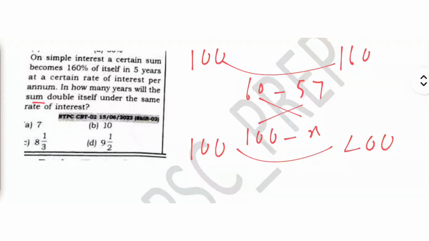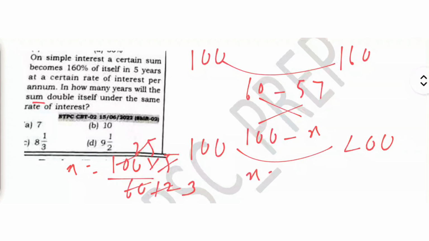We can just cross multiply and find this answer. So your x is nothing but 100 into 5 upon 60. 5 ones are 5, 12s are 4, 3s are 4, 25s are. So x is 25 by 3, which is 8 1 by 3 only.